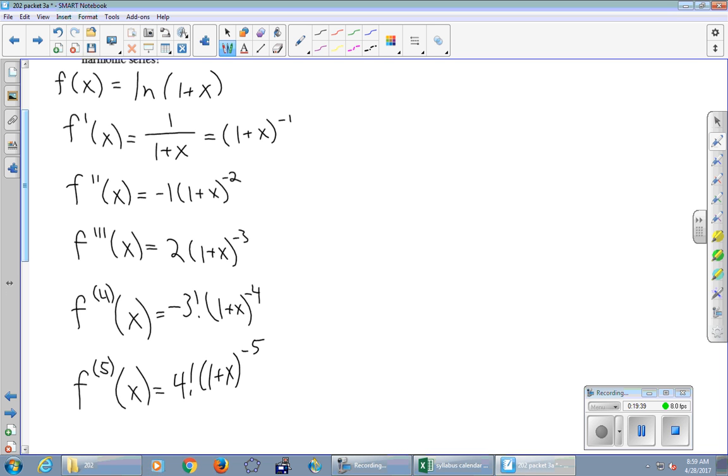Now we're going to change all the x's to what number? 0. That was given in the problem. It's not always 0, but it is always given in the problem. So f of 0, f prime of 0, just write it all out.